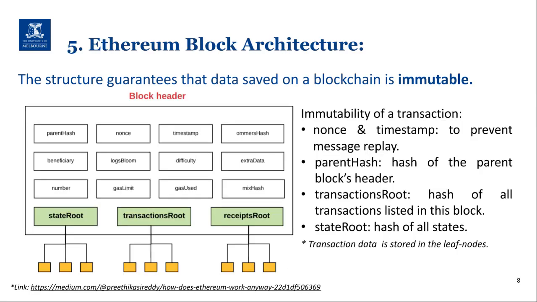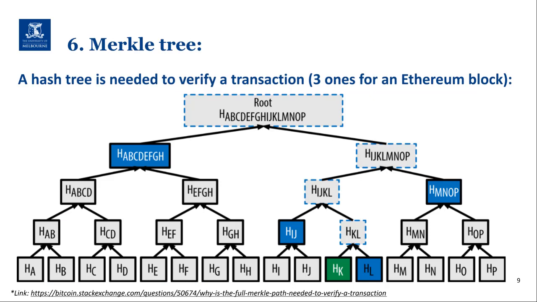There are some other elements inside of a block that are shown in this picture, and this data is saved in a Merkle tree, so no one can modify this data. But we focus on the elements that provide immutability, for instance, nonce and timestamps that are used to prevent replay attacks. As I mentioned before, this is the tree used in blocks.